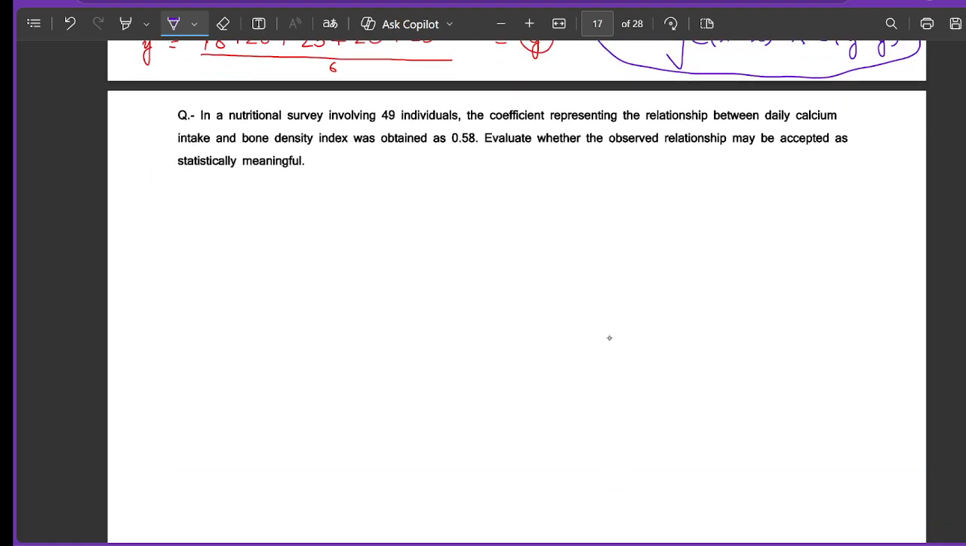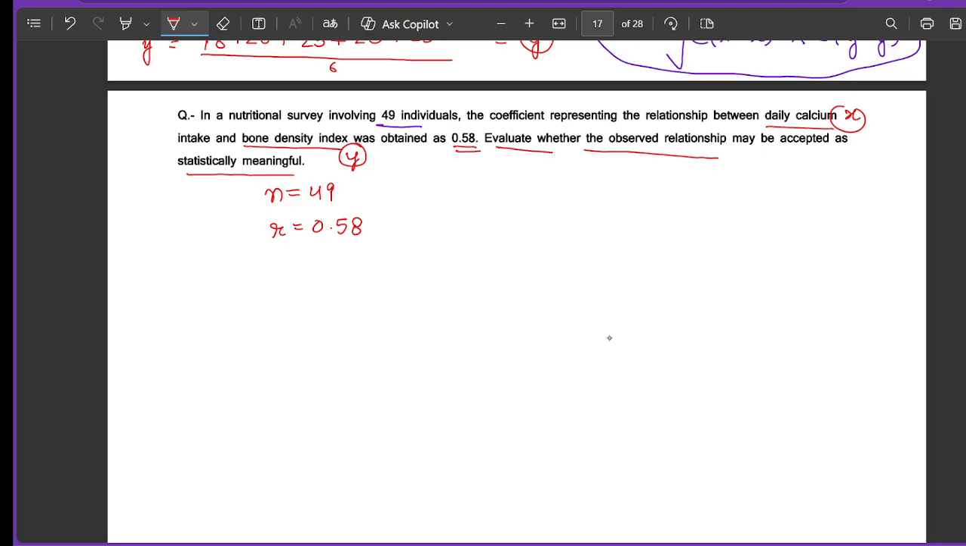One more question we can also do. In a nutritional survey of 49 individuals, so we can consider n to be 49, the coefficient representing the relationship between daily calcium intake, which is x, and the bone density index, which is y, was obtained as 0.58. So r is 0.58. You have to evaluate whether the observed relationship may be accepted as statistically meaningful or not.